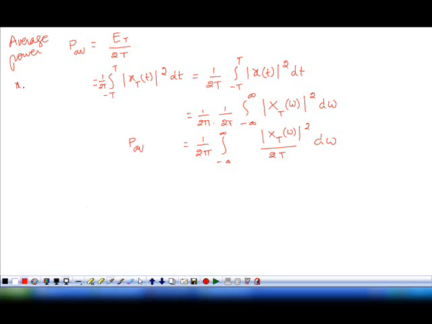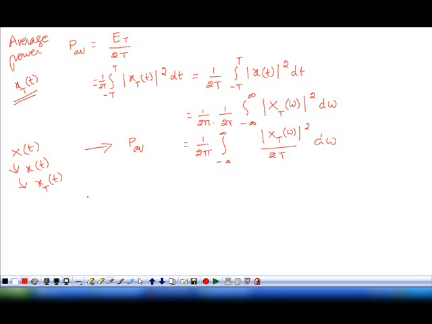Average power of x_T(t) is equivalent to 1 by 2T integral from minus T to T of mod x(t) whole square dt, which is equivalent to 1 by 2 pi integral from minus infinity to plus infinity of mod X_T(omega) whole square divided by 2T, d omega. Understood this? So here we consider the random process and one sample function x(t). This sample function is observed or considered for the interval minus T to T. So this is the average power of x_T(t) over the interval minus T to T.